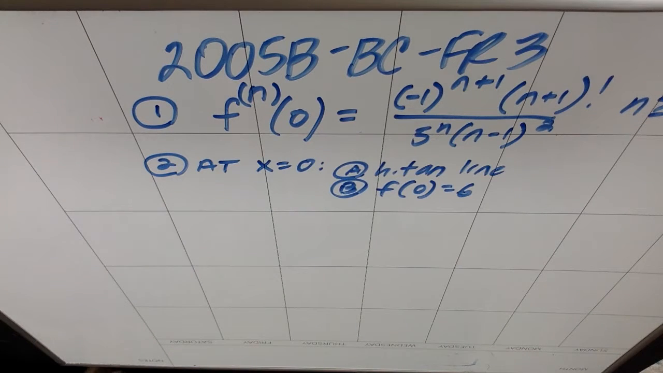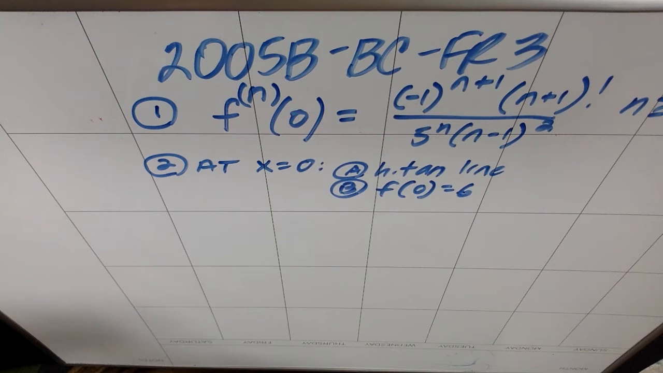And some more AP review. Right now we're doing 2005 Form B, BC question 3. So this is BC only.